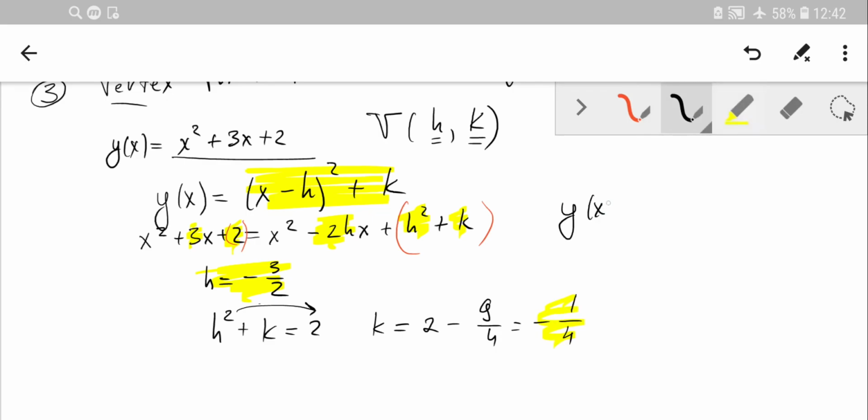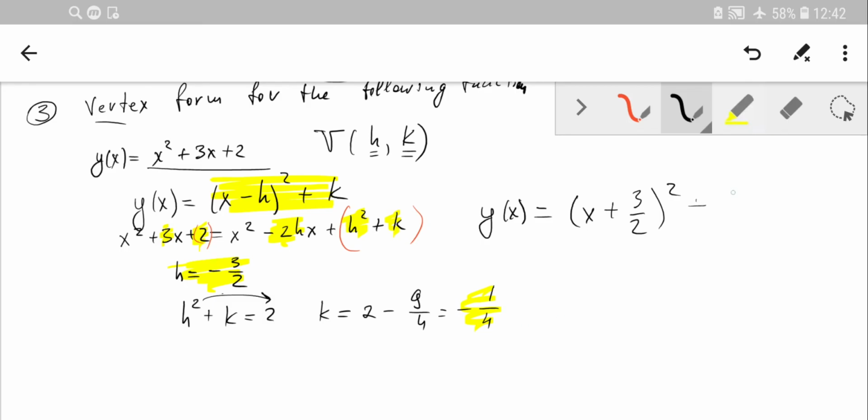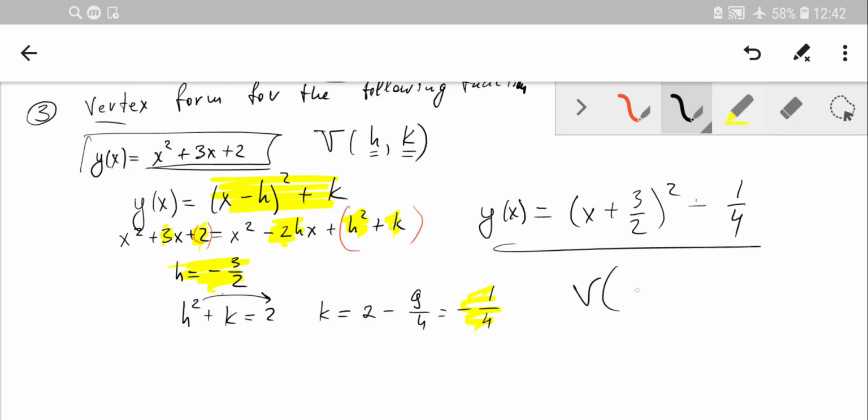And from where I can find the following. So y of x, in complete square form, or in the vertex form, will have the following structure. So x minus h, where h is negative 3 over 2, minus and minus will give me plus, so plus 3 over 2 squared, and plus k. And k is negative, so negative 1 over 4. So hence I found the vertex, and I wrote in the vertex form my equation for the quadratic function. So the vertex will have h and k coordinates, so the vertex is negative 3 over 2 and negative 1 over 4.